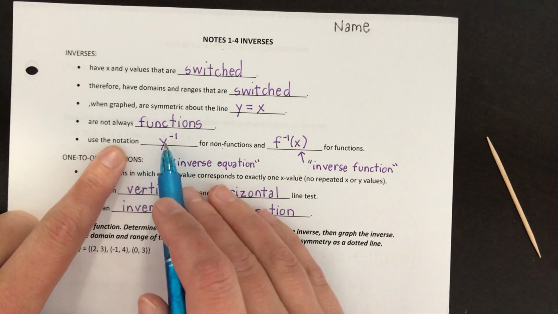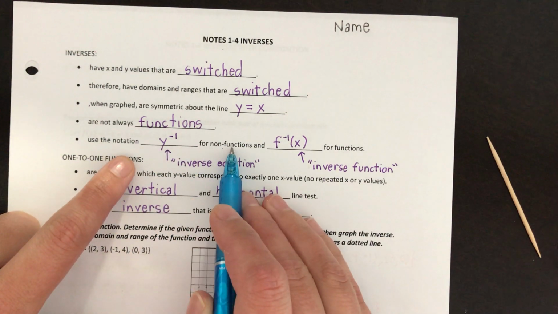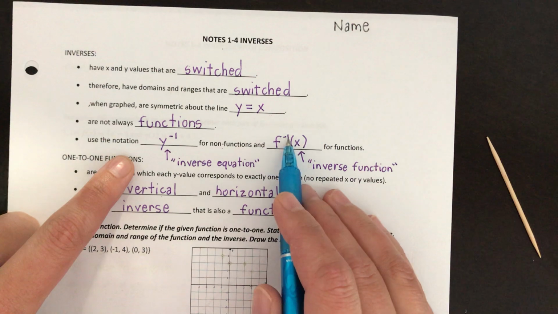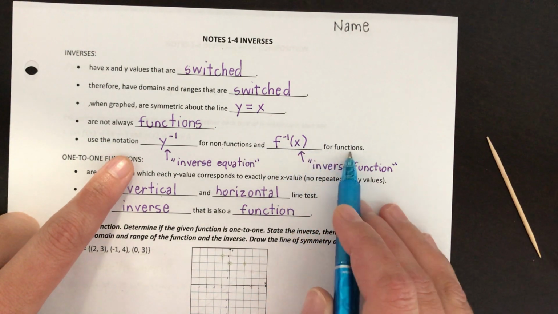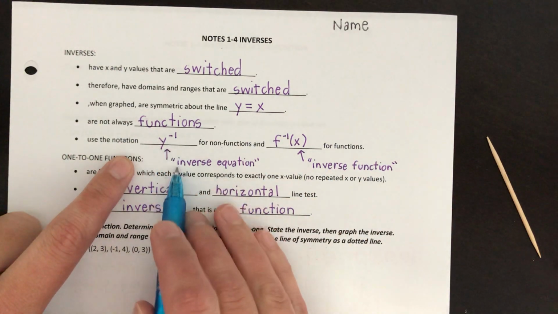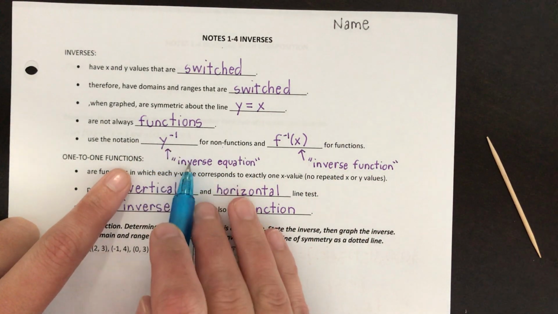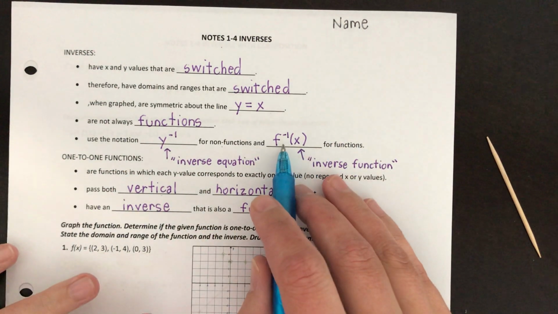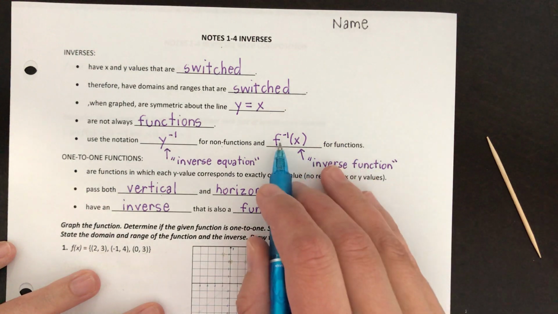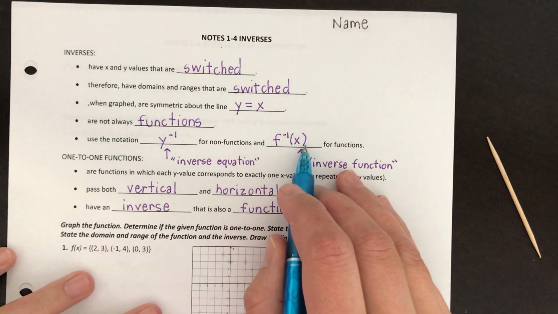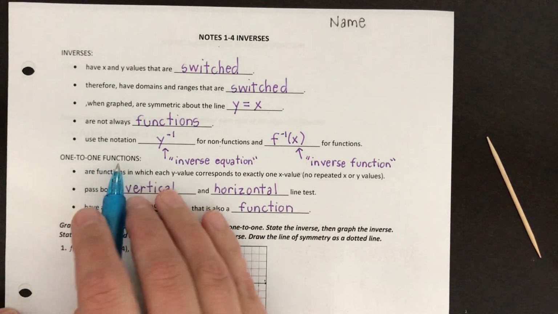Inverses use the notation y with a superscript of -1 for non-functions and f with a superscript of -1 of x for functions. This is read "inverse equation." You don't say y to the -1 power, you say inverse equation. And for this, you say inverse function. You don't say f to the -1 power of x. You say inverse function.